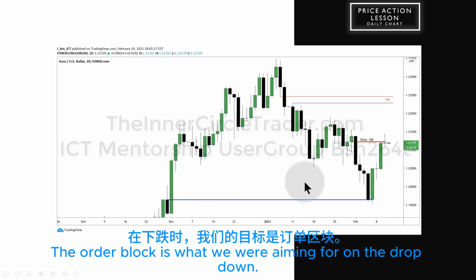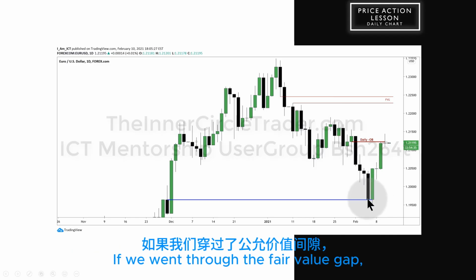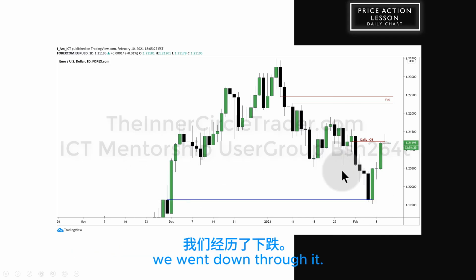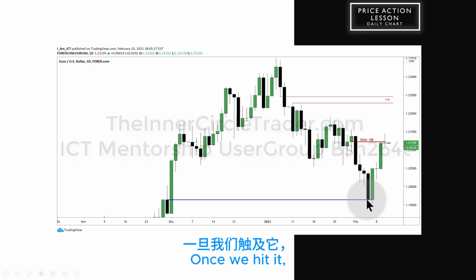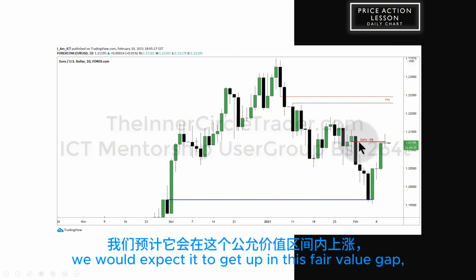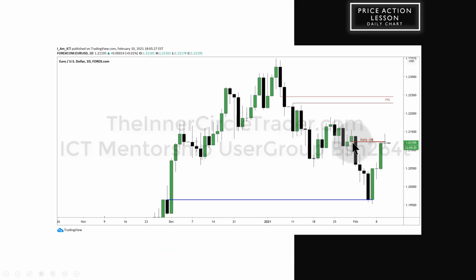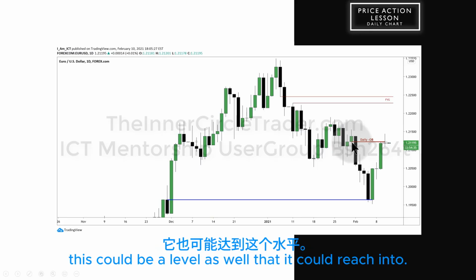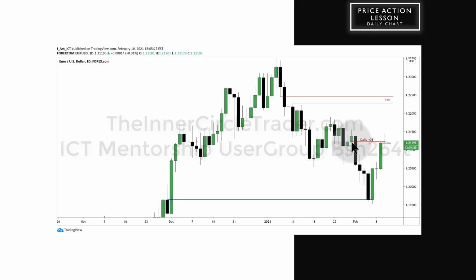The order block is what we were aiming for on the drop down if we went through the fair value gap. We went down through it. Once we hit it, we anticipate a rally, something that can cause a bounce. If it's going to bounce, we would expect it to get up into this fair value gap, but if it goes through it, this could be a level as well that it could reach into.